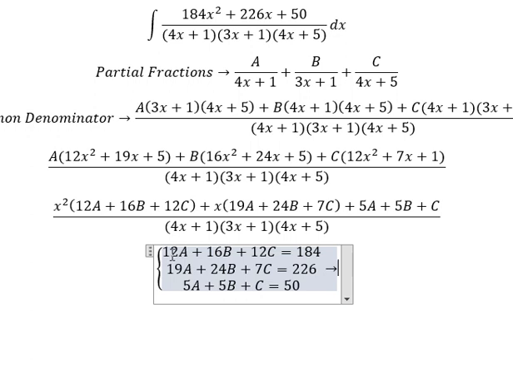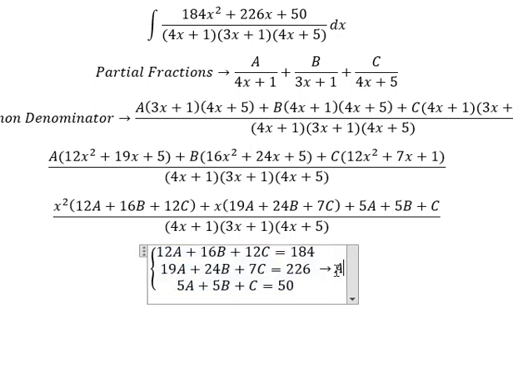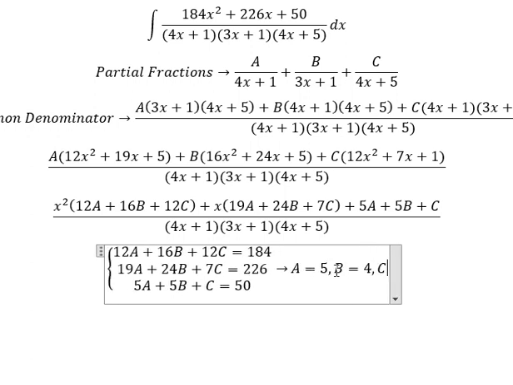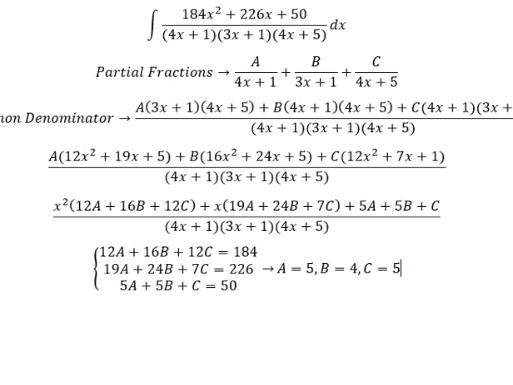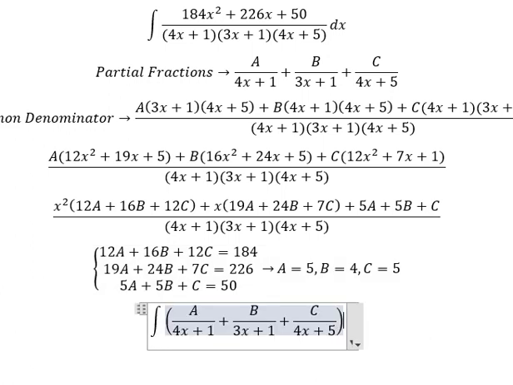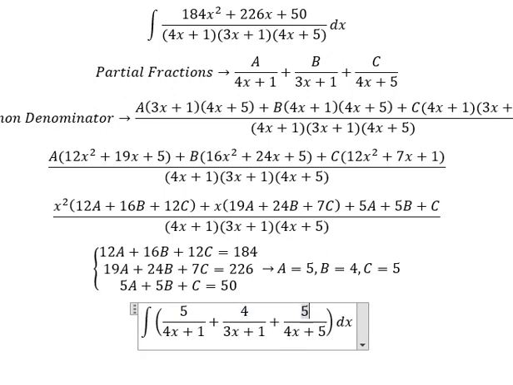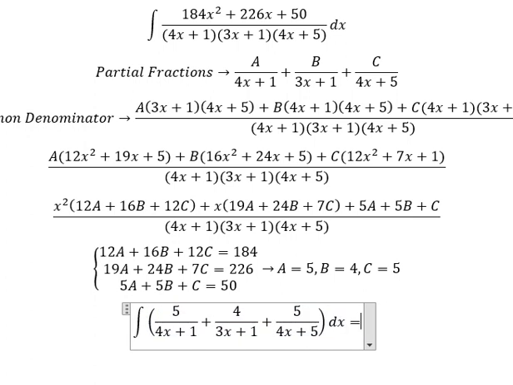And now we need to find the solutions of A, B, C. So A equals 5, B equals 4, C equals 5. So I will put A, B, C down here. So A equals 5, B equals 4, C equals 5. And now we have the final answer.